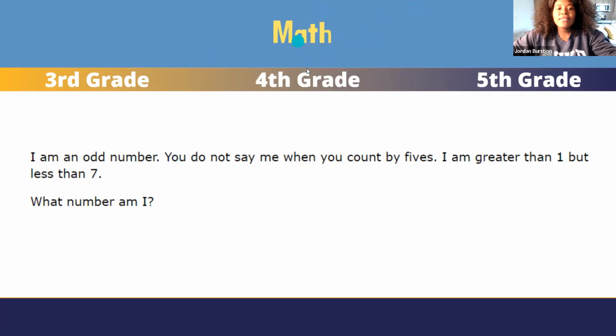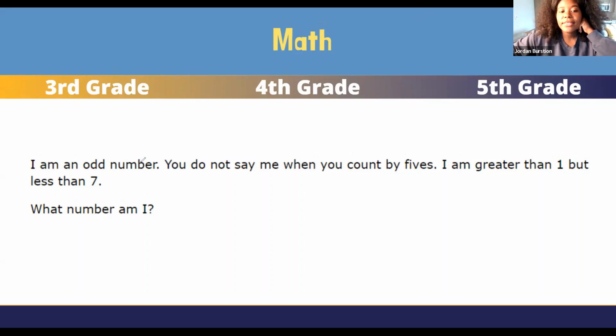All right, so this first problem says, I am an odd number. You do not say me when you count by fives. I'm greater than 1, but less than 7. What number am I? So this is a little bit of a riddle to see if you remember what odd and even numbers are, and if you remember how to tell if a number is smaller or greater than another number. So what I'll do is I see they said I'm greater than 1, but less than 7.